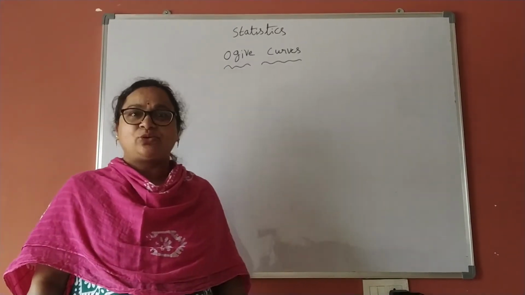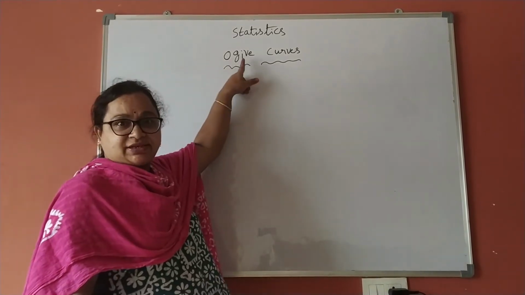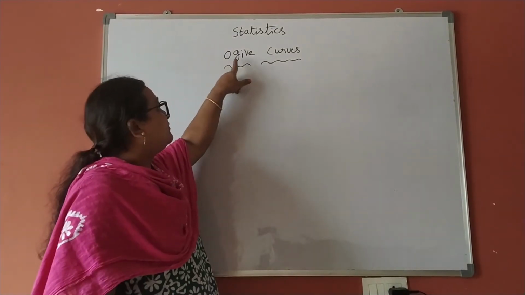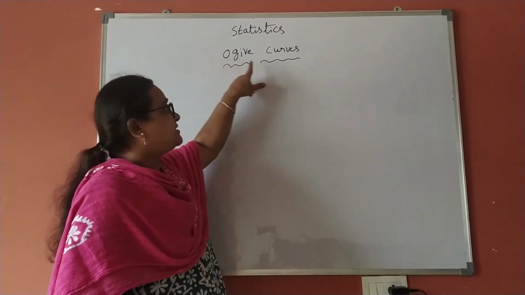Today's topic is OGIVE curves. The spelling is O-G-I-V-E, but we need to pronounce it as "OJ-ive". It is not "OGIVE", it is OGIVE curve.